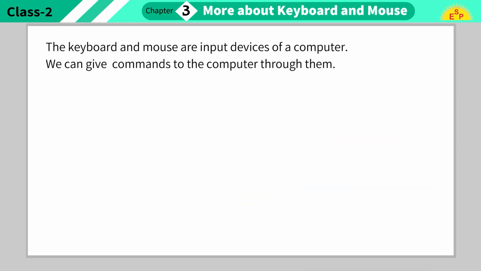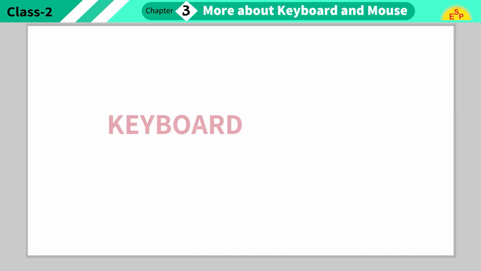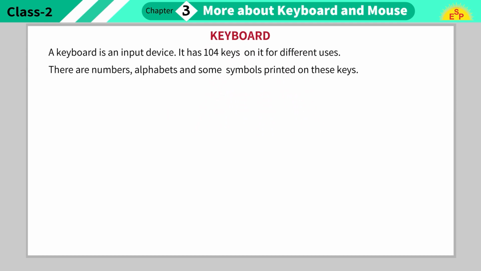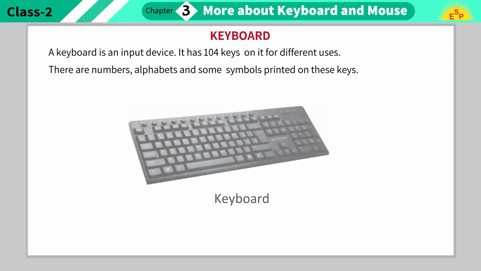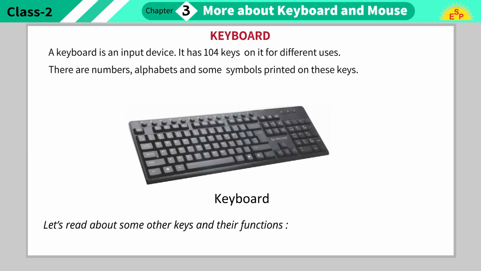The keyboard and mouse are input devices of a computer. We can give commands to the computer through them. Let us learn more about them in detail. Keyboard. A keyboard is an input device. It has 104 keys on it for different uses. There are numbers, alphabets, and some symbols printed on these keys. Let's read about some other keys and their functions.